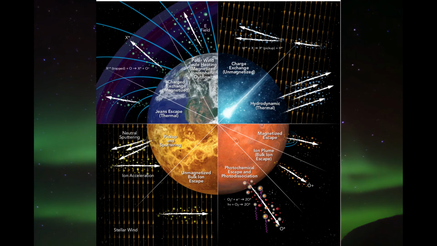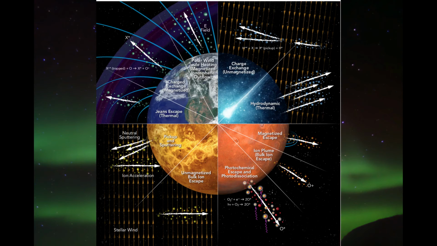For example, at the bottom right, you see some kind of escape at Mars. We have a little bit of magnetized escape at Mars near the crustal magnetic field. We have a lot of ion escape from the ion plume, some kind of bulk ion escape, and also the photochemical escape and the photodissociation at Mars.